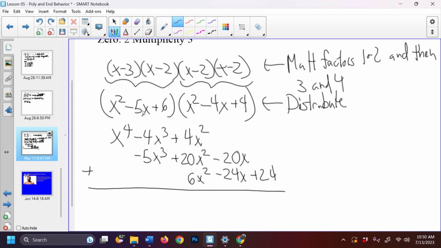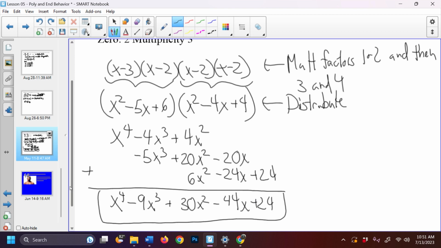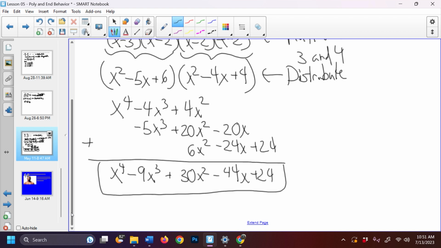And I'm just going to add my columns. That's why I stacked it this way, so that all of my like terms were in columns. So I'll have x to the fourth minus 9x to the third plus, well, let's see here, 4 and 20 is 24, plus 6 is 30x squared minus 44x, and then plus 24. And that is my final answer for the polynomial.